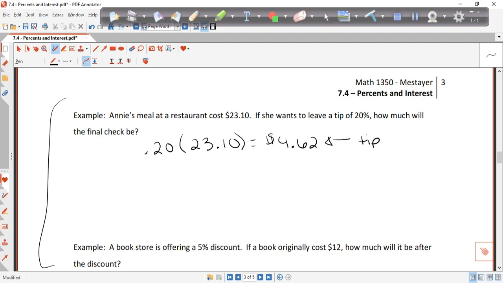Okay, so we want to know how much the final check will be. We've got to take $23.10 and add the tip to it. So then the final cost will be $27.72.